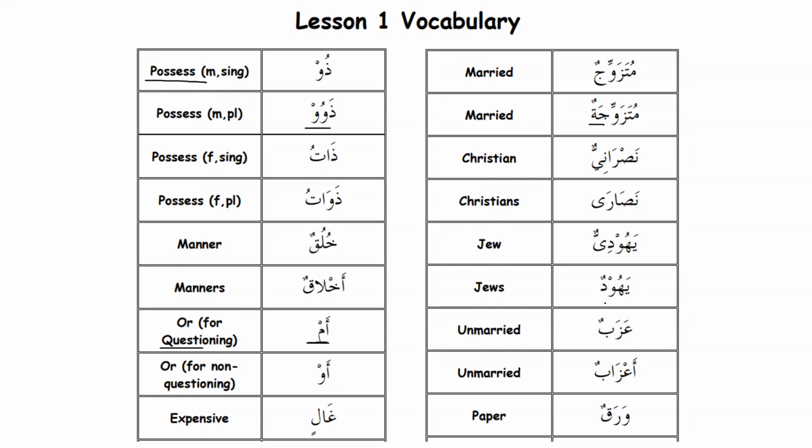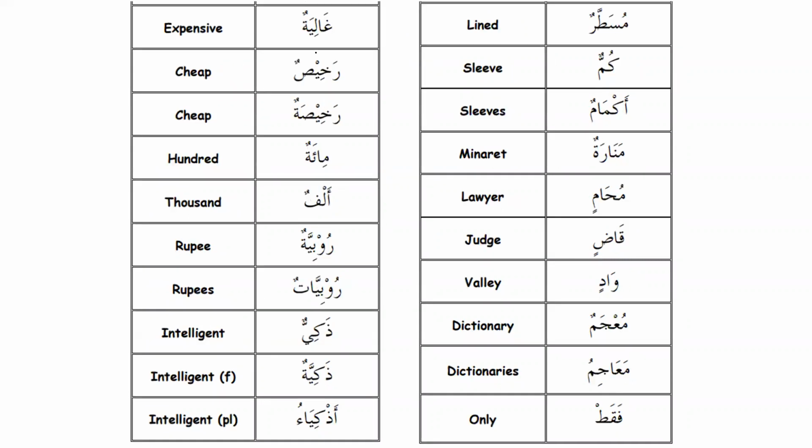يَهُودِيٌ, Jew, and the plural of يَهُودِيٌ is يَهُودٌ. So it's very important for us to memorize the plural as well. عَزَبٌ, unmarried, and the plural is عُزَّابٌ. Then we have وَرَقٌ, and we know the plural of وَرَقٌ is أَوْرَاقٌ. غَالِيَةٌ, expensive, it's used for the feminine. غَالٍ is used for the masculine. رَخِيصٌ is the opposite of غَالٍ, cheap. And رَخِيصَةٌ is the feminine of رَخِيصٌ.